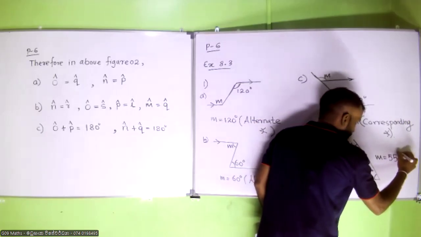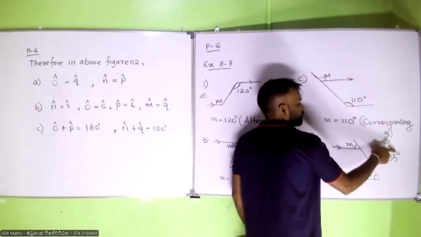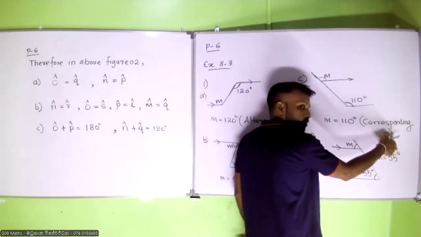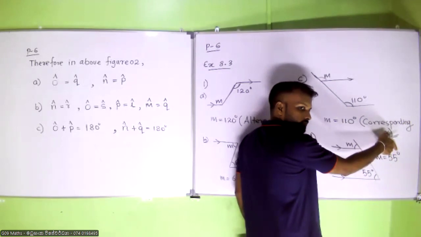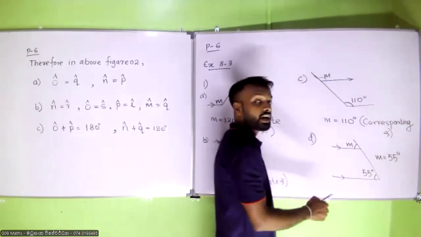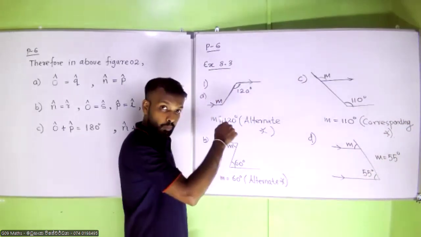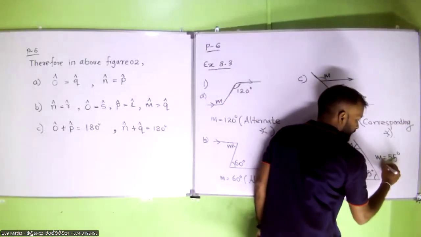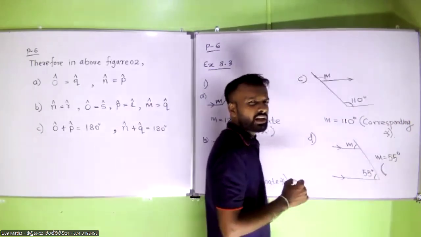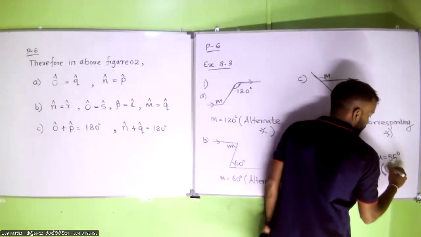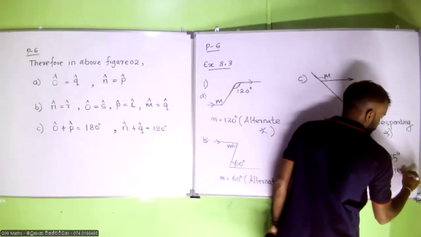Don't forget to put the degrees. You will lose marks sometimes in the exam. So write down the reason as well. If you didn't write the reason, you will lose marks. Corresponding angles.